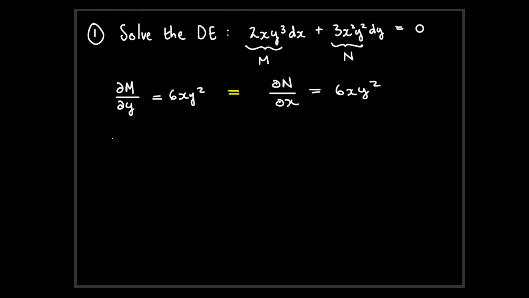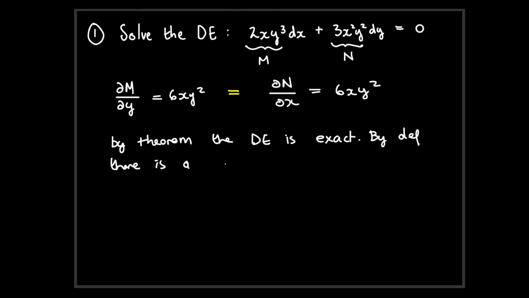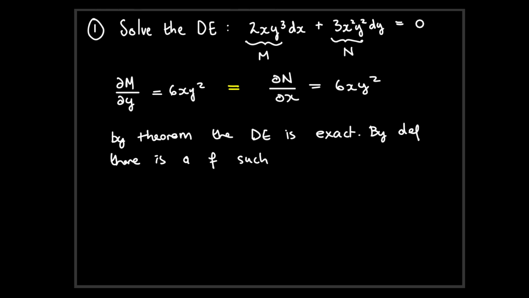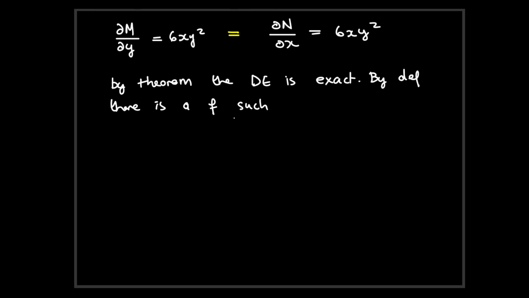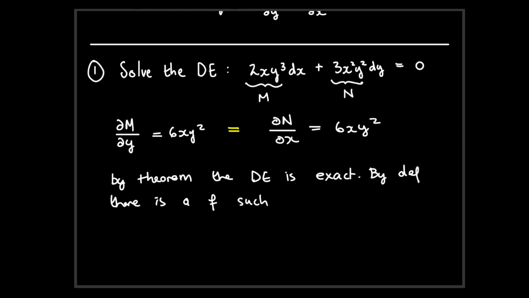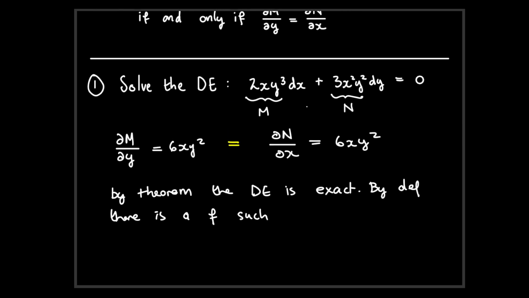So, by the theorem, the DE is exact. What does that mean? It means, by definition, there is a function f of 2 variables such that 2 things happen. Namely, its differential is given by the left-hand side of this equation over here.